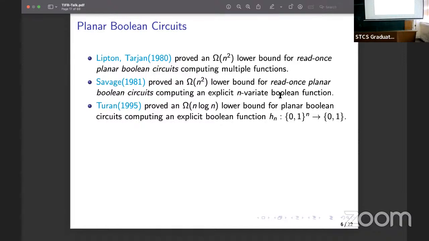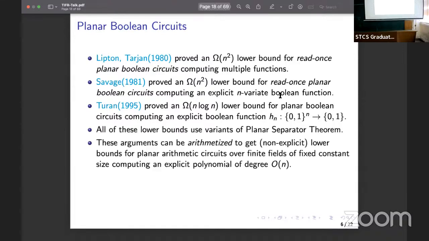So all of these results are well known in the Boolean setting, it's just that people didn't study this in the arithmetic setting. It's sort of natural in the sense that if you want to show formula lower bounds, maybe this is one way: view formulas as planar graphs and exploit planarity. All these lower bounds use variants of the planar separator theorem. We'll see what the planar separator theorem is, theorem C. And if you've done some bit of complexity, then one natural first attempt is to try and arithmetize this Boolean lower bound and see what you get.